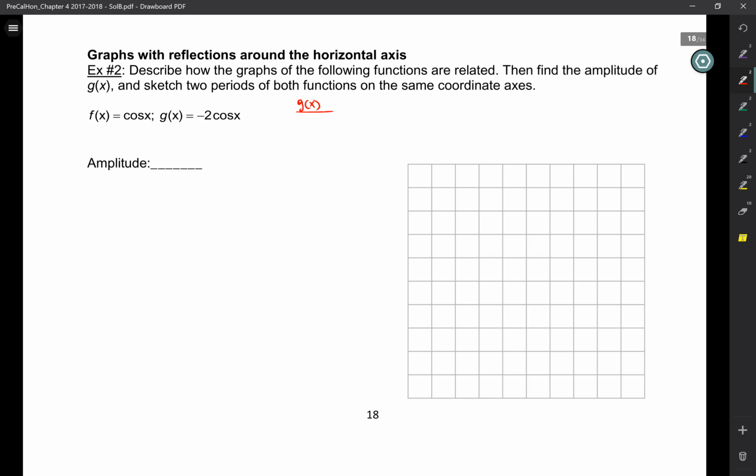There is a reflection around the x-axis, okay? So reflection around x-axis, and there is a vertical dilation. What is the amplitude of g of x? Nope. Positive 2. Just 2. It's a distance, so it's an absolute value.